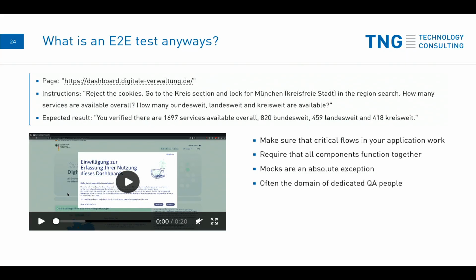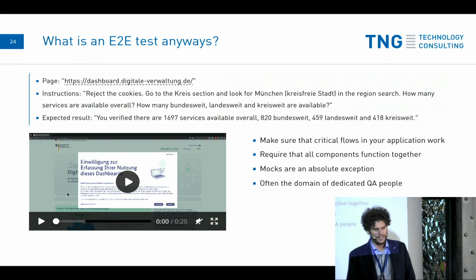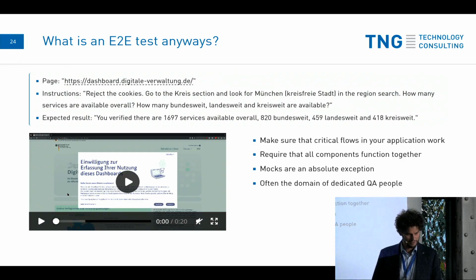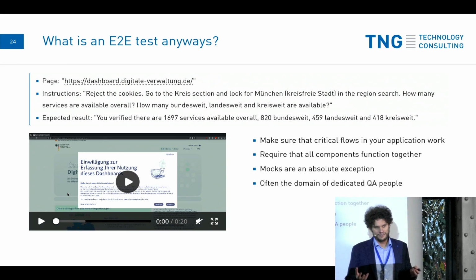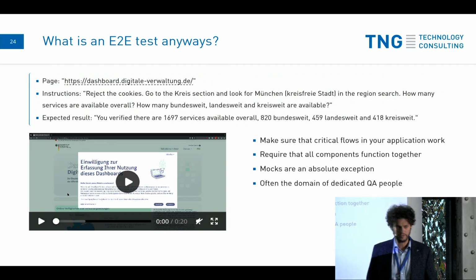So you can start with a natural language description. So an example here is, we go to a web page, in this case the dashboard Digitale Verwaltung, where the German government provides you numbers of how many of our administrative services are already digitally available. Then, typically for such a test, you have a clear instruction here. Okay, reject the cookies because everybody has a cookie dialog. And then go to the Landkreis section, look for München, and find out how many services are available overall and how they are split up on that page.